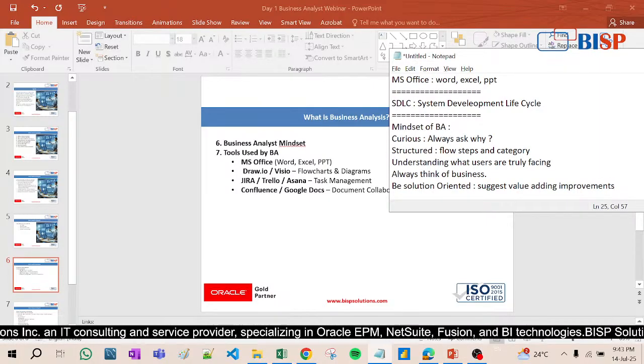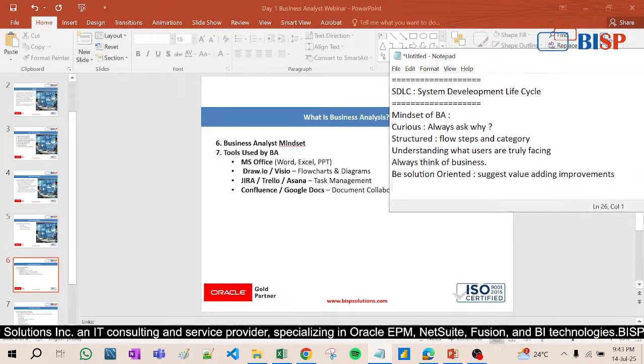The business analyst should be solution oriented, not just taking what he says, just noting it down on paper and then immediately explaining it to the technical team. This is just a messenger. It is not a BA. Business analyst means he should be curious, he should be structured, he should understand what the user is truly facing, then be neutral, don't take sides, always think of business. And then another is solution oriented, value added solution, what value you are adding, right?